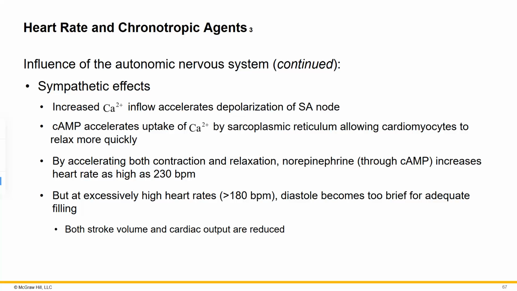By accelerating both contraction and relaxation, norepinephrine increases the heart rate as high as 230 beats per minute. At excessively high heart rates, diastole becomes too brief for adequate filling, so both stroke volume and cardiac output are reduced.